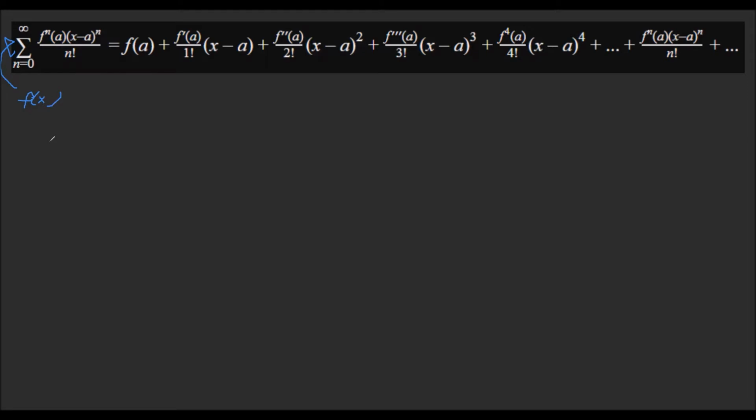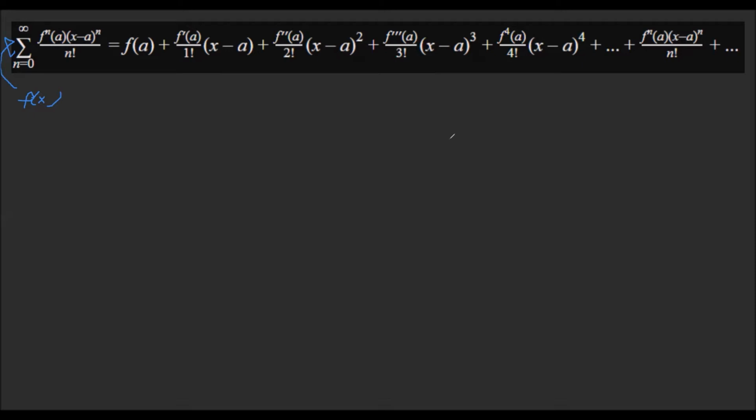The function f of x can be expressed as the infinite series, n equals 0 to infinity, of the nth derivative of f at a, times x minus a to the power of n, over n factorial. This is the formula for the series, meaning that each term is going to follow this order: f of a, plus f prime of a over 1 factorial times x minus a, plus f double prime of a over 2 factorial times x minus a squared, plus f triple prime of a over 3 factorial times x minus a cubed, and so on until you reach the general term over here. So this will of course go on indefinitely.